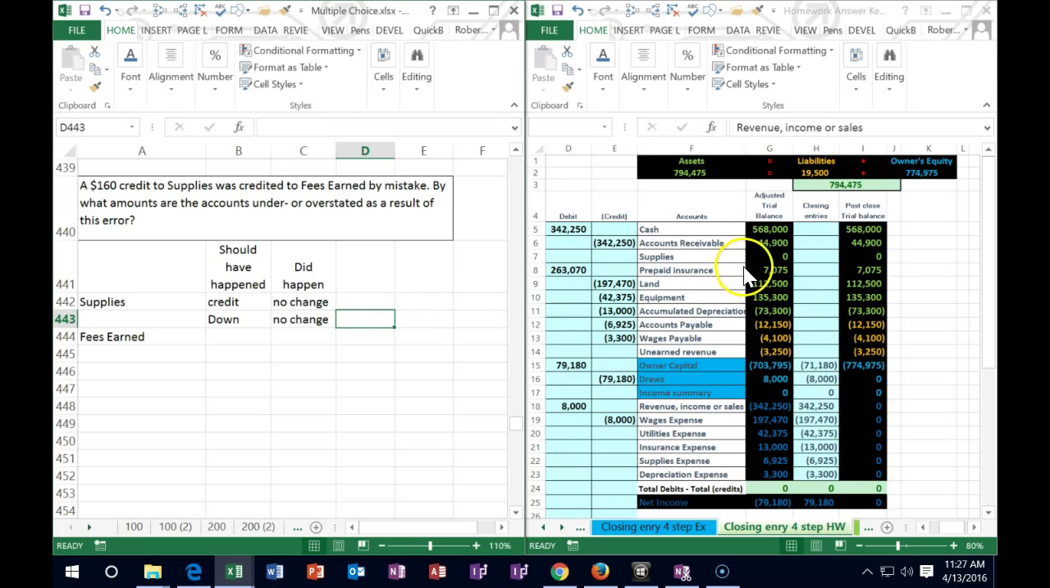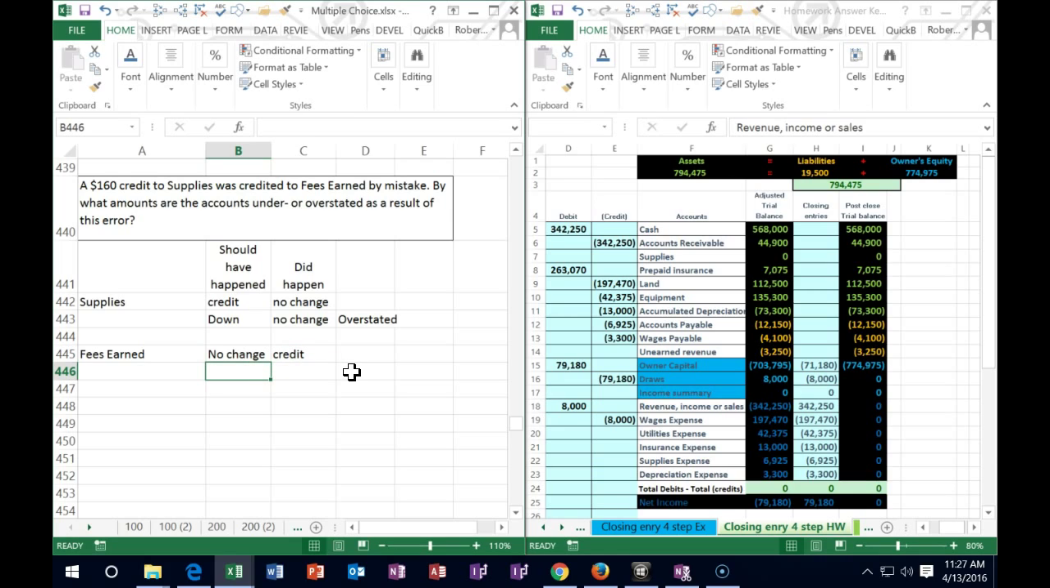So if supplies should have been going down and it didn't, then is it over or understated? It's going to be overstated. It's overstated because it should have been decreased and it wasn't. Therefore, it currently is overstated. Okay, so let's think about fees earned then. The fees earned, the 160 credit to supplies was credited to fees earned. So what should have happened? No change. It shouldn't have been going to fees earned. What did happen? It was credited. Okay, so fees earned got credited.